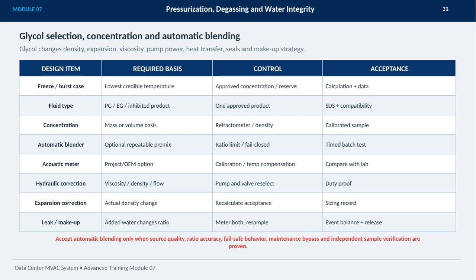For design and acceptance, we must consider freeze and burst cases based on the lowest credible temperatures, ensure calculations and data support system sizing, and master hydraulic and expansion corrections. Ongoing monitoring includes accounting for added water, keeping ratios balanced, and verifying through independent sampling. Finally, automatic blending should only be accepted when the source quality, ratio accuracy, fail-safe behavior, maintenance bypass, and independent sample verification have all been proven reliable. This comprehensive approach ensures optimal system performance and longevity.